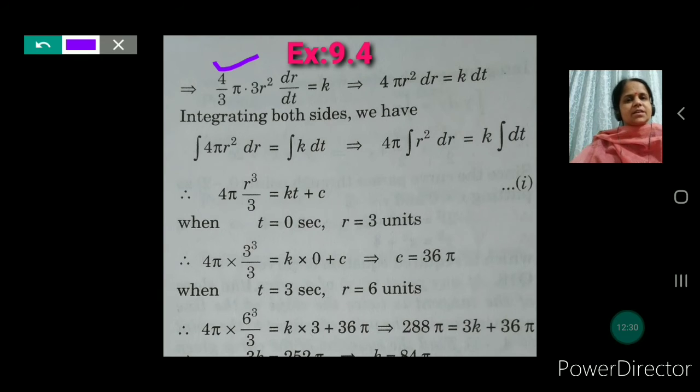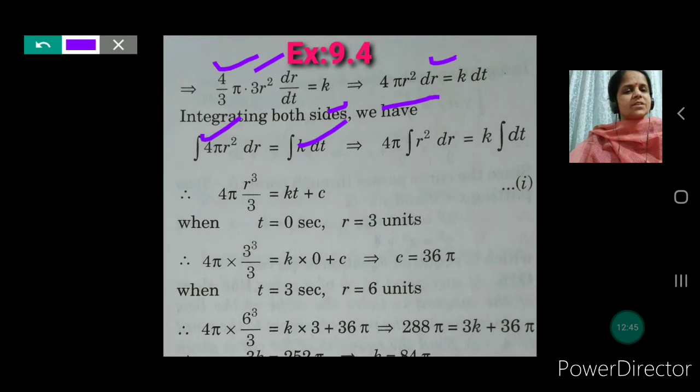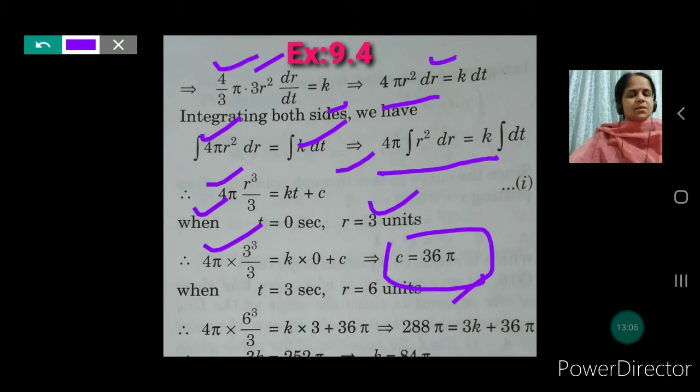Now it is 4 by 3 pi. Now differentiating with respect to t, you will get 4 pi r square dr by dt is equal to k. So 4 pi r square dr is equal to k dt. Now integrating both sides, students, you will get here 4 pi r cube by 3 is equal to kt plus c. Now when t is equal to 0 second, the radius is 3 units. Okay, so put t equal to 0 and r equal to 3 in the equation and find the value of c. You will get c is equal to 36 pi.